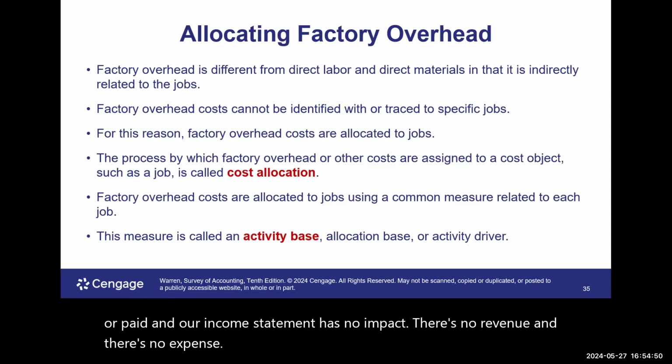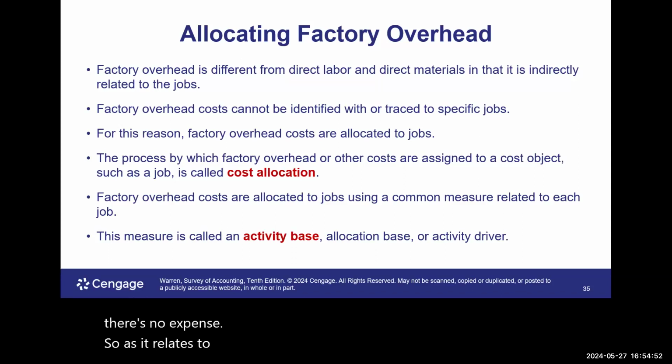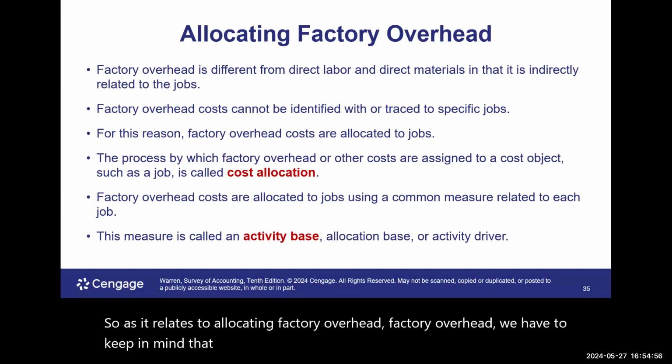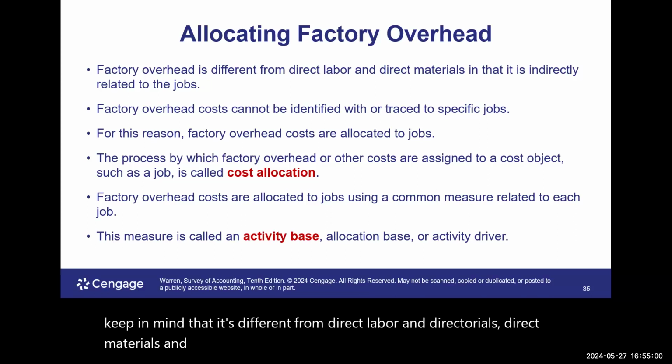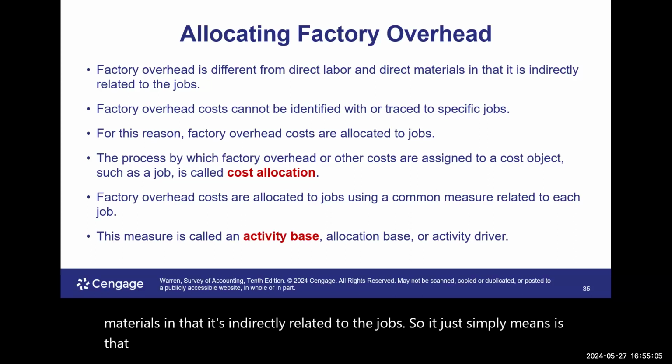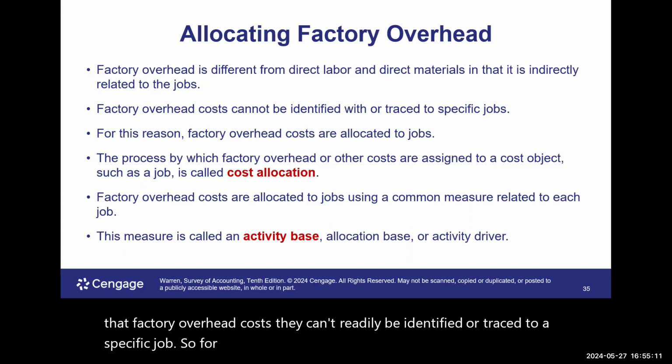So as it relates to allocating factory overhead, you have to keep in mind that it's different from direct labor and direct materials in that it's indirectly related to the jobs. What this simply means is that factory overhead costs can't readily be identified or traced to a specific job. So for this reason, factory overhead costs are allocated to jobs.